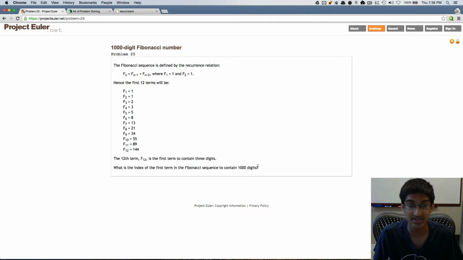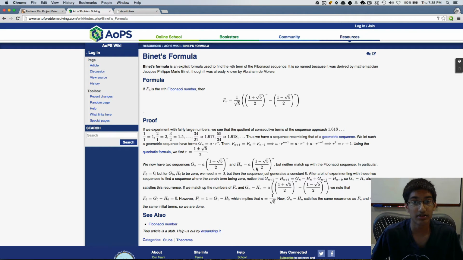Now, how are we going to do this? Well, the mathematical formula we're going to create for this depends on knowing a few things. The first thing you need to know is Binet's formula. Binet's formula is an explicit formula used to find the nth term of the Fibonacci sequence, and it looks like this. And what this formula is going to let us do is jump directly to the nth Fibonacci number. And we can use this formula to create another formula that gives us the number of digits in the nth Fibonacci number directly.